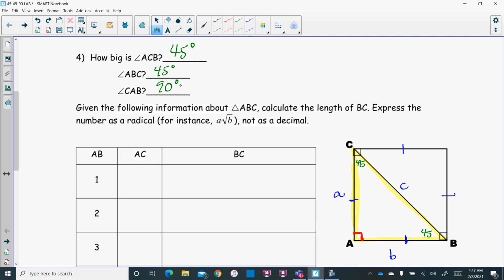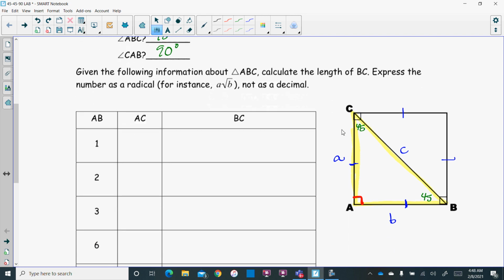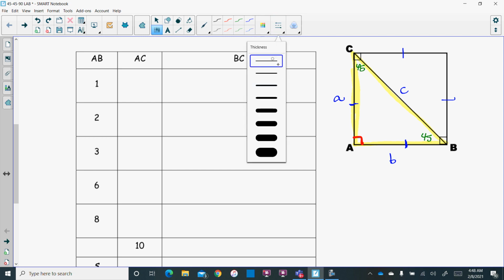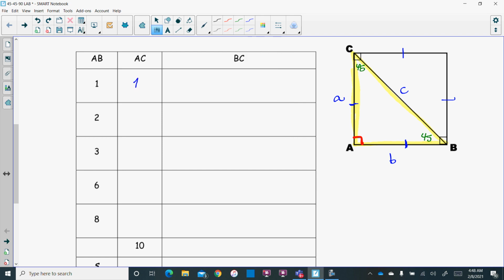Now we're going to calculate the lengths, expressing the number as a radical, no decimals, using the Pythagorean theorem and what we know, that these two legs are always going to be the same. We're going to start off with this first one. I think we looked at a relationship that occurs here. If my AB, which is my leg, is 1, then this side would also be 1.